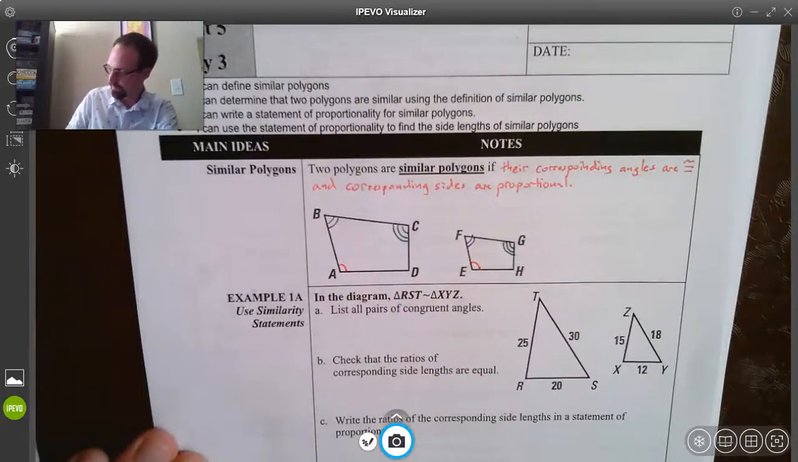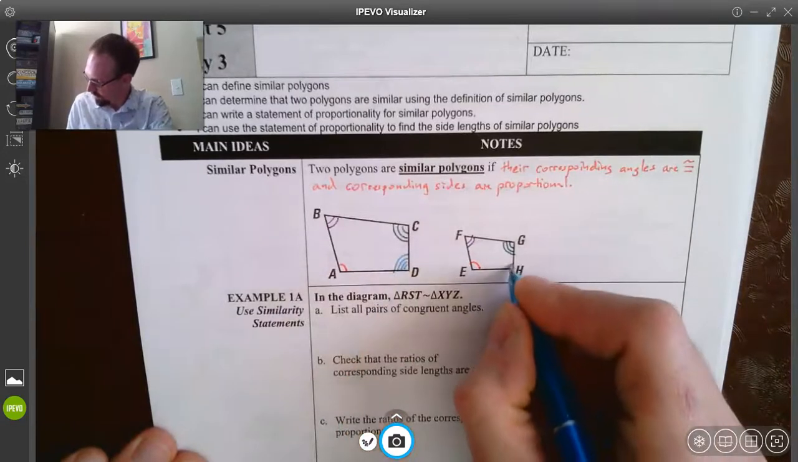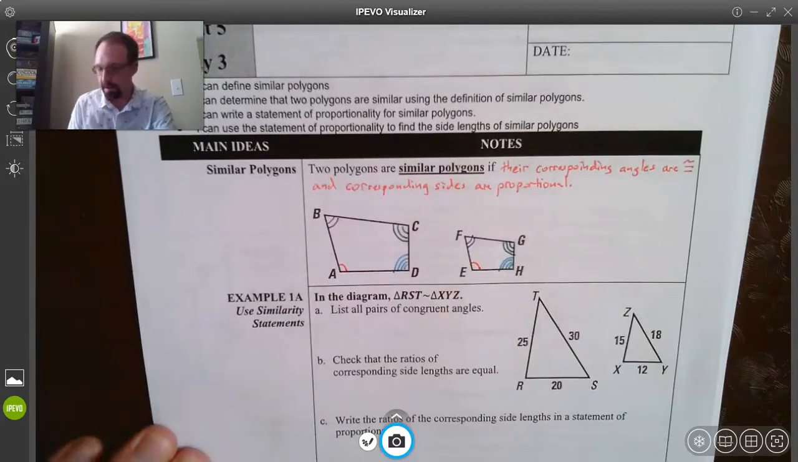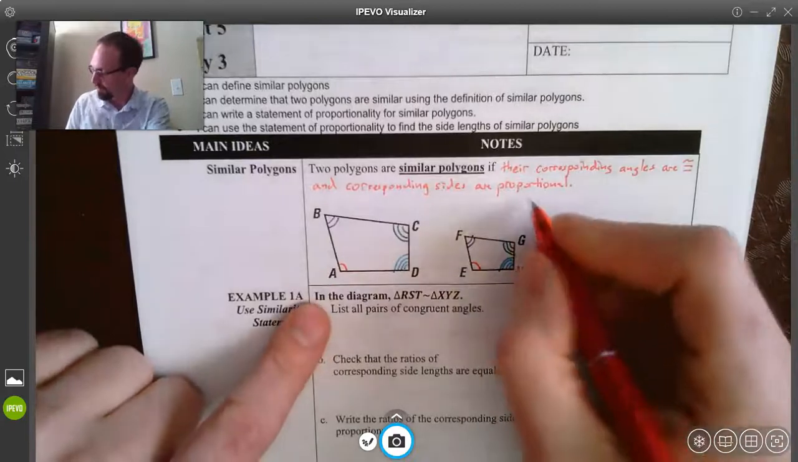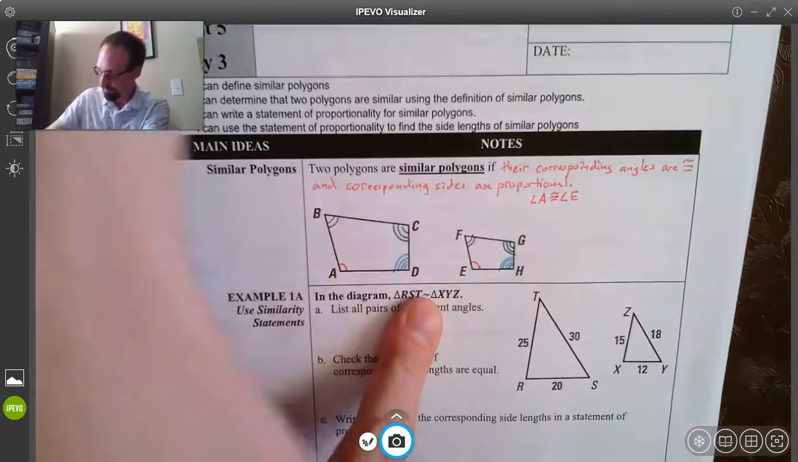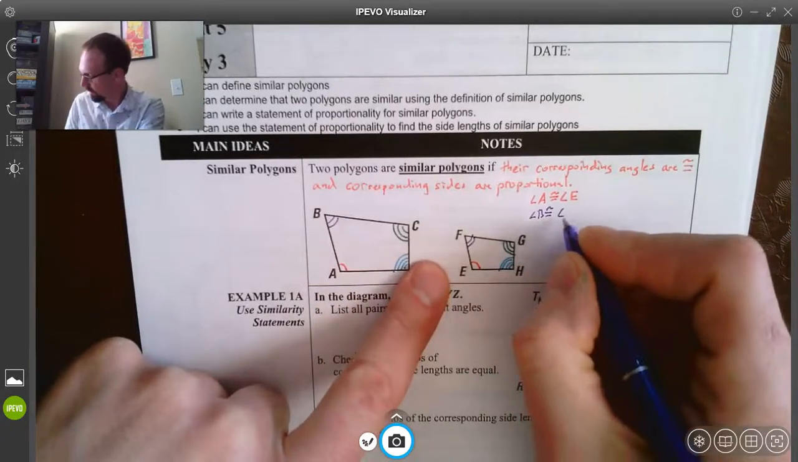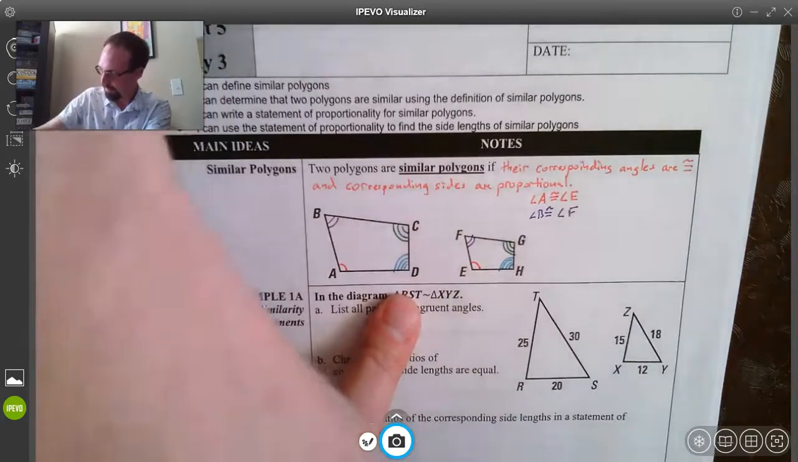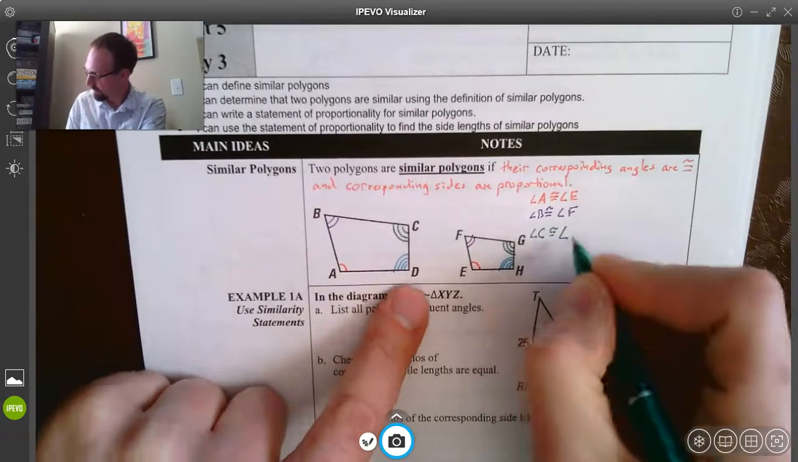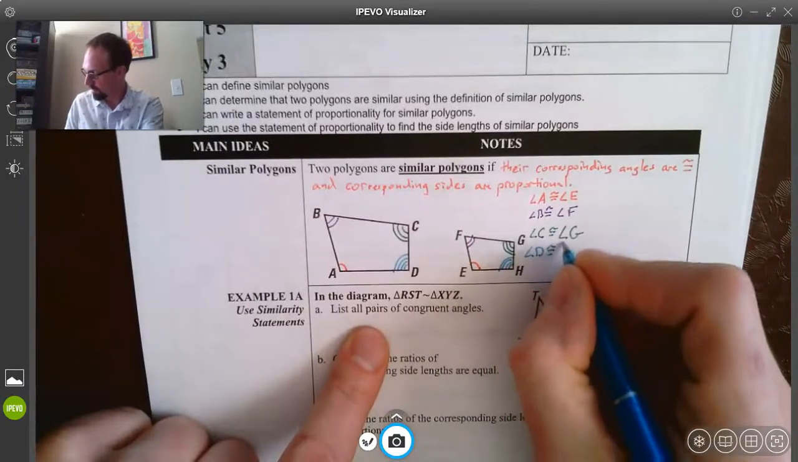And then H and D, 4 arcs. So this will be hard to squeeze in. Did it. There we go. All right, so you can kind of tell the difference. So I'm going to actually list them out. Angle A is congruent to angle E. Angle B is congruent to angle F. And angle C is congruent to angle G, and angle D is congruent to angle H.